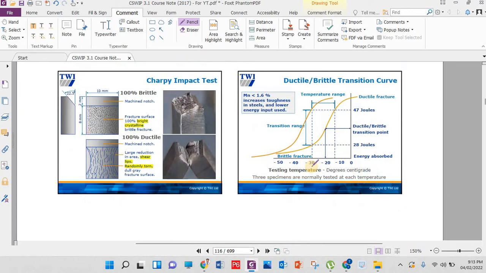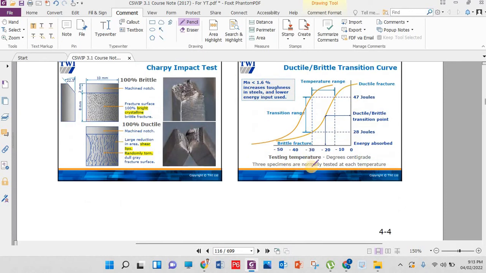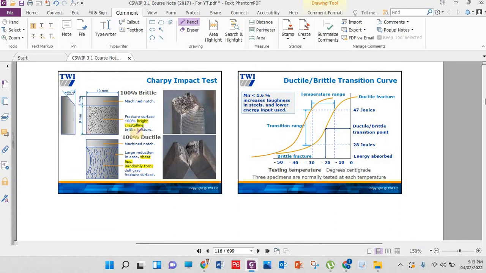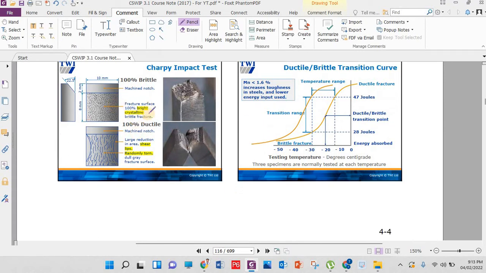Then we have Charpy V notch. You can see Charpy V notch is also an impact test type, the V notch type. These points are very important, please try to understand. Two or three points from this normally come in every exam.